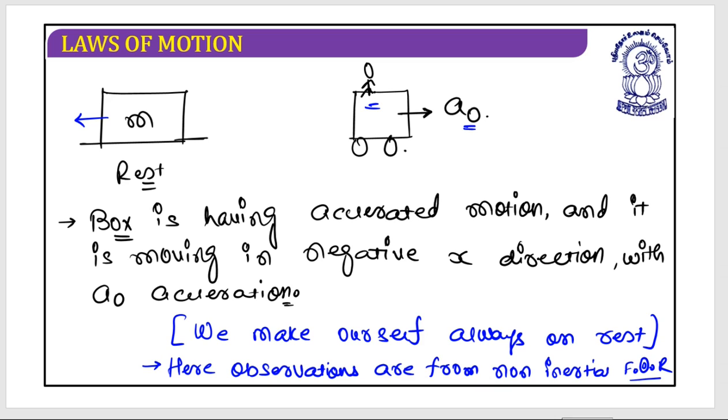FOR stands for frame of reference. Yes, because here observations are from a non-inertial frame of reference. I hope you are now clear what the difference would be if observations are taken from the inertial frame of reference and if observations are taken from the non-inertial frame of reference.